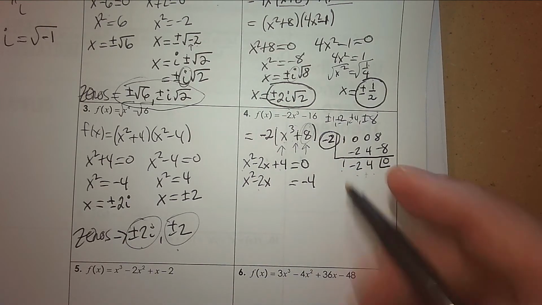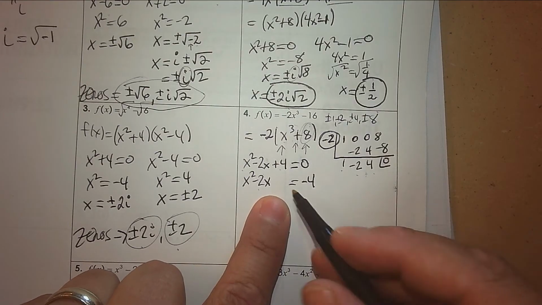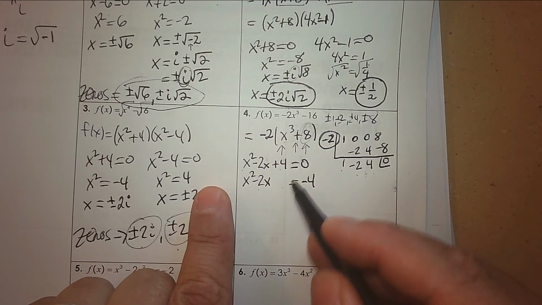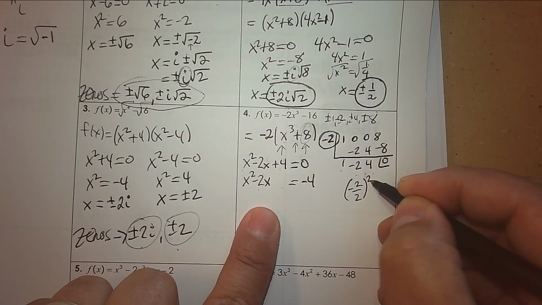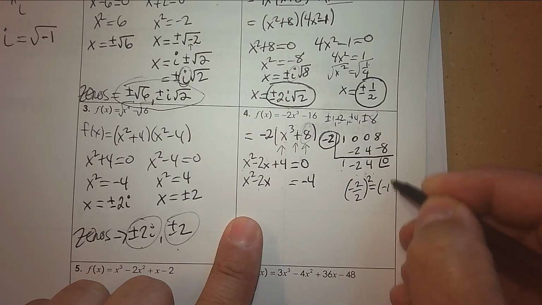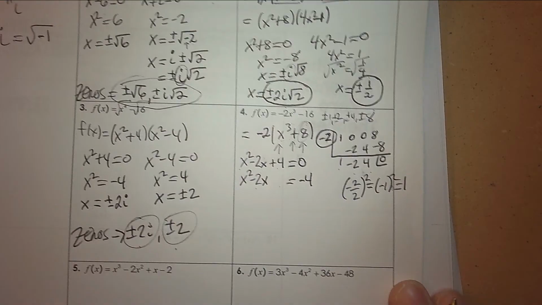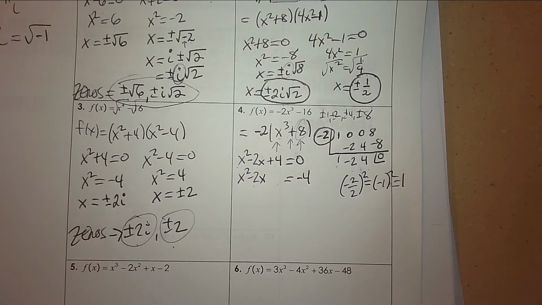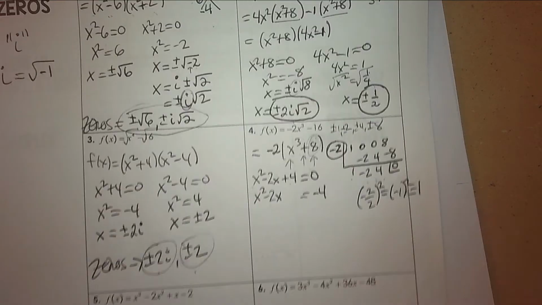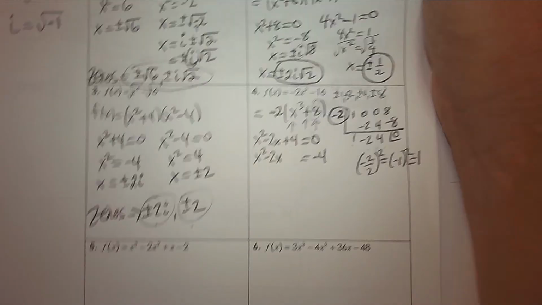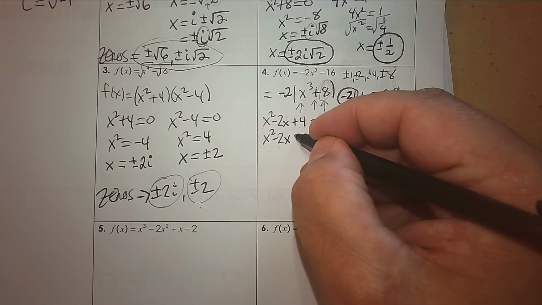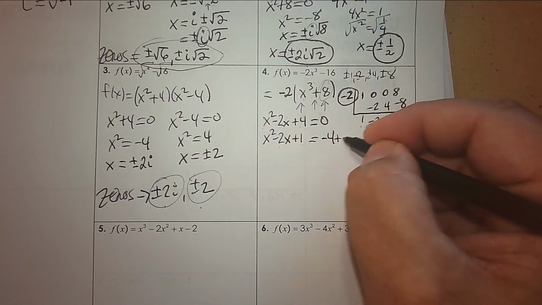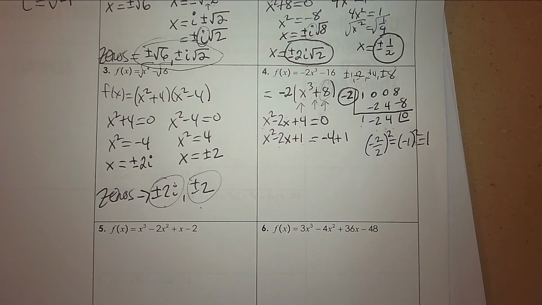And then do you remember how we find the number to add to both sides to make it a perfect square? I take the negative 2 and I do what to it? Divide by 2 and square it. So negative 2 divided by 2 is negative 1. And negative 1 squared is 1. So what are we going to add to both sides? We're going to add 1 to both sides.